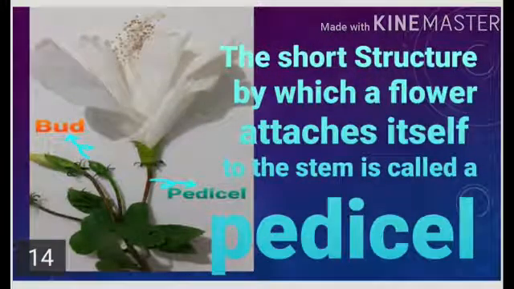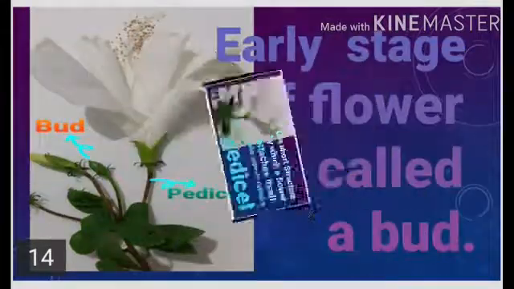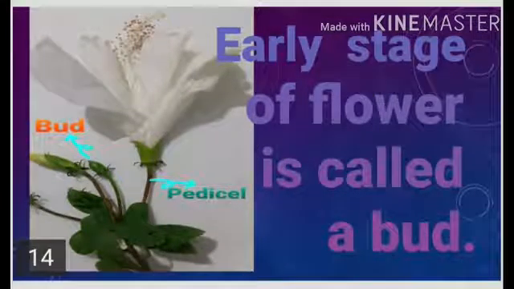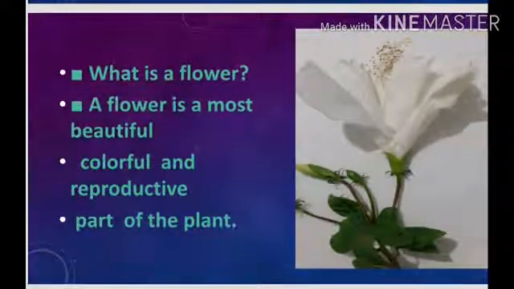Let's go. The short structure by which a flower attaches itself to the stem is called the pedicel. Are you watching in the picture? Now, what is bud? Bud is the early stage of flower, known as कली in हिंदी. पेडिसल को डंठल बोलते हैं और बड को कली बोलते हैं.